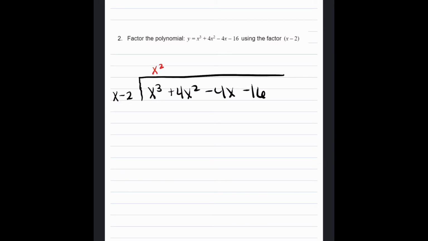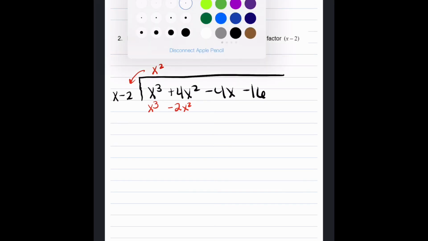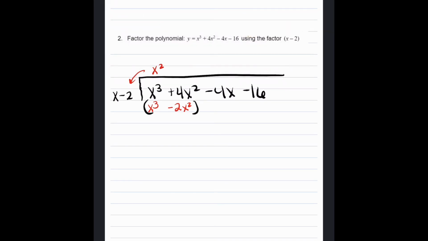So then I'm going to distribute this in. X squared times x is x to the third. These match, perfect. X squared times negative 2 becomes negative 2x squared. Then I'm going to go ahead and subtract these. So when I subtract them, the x to the third power minus x to the third power is 0, so these can cancel.